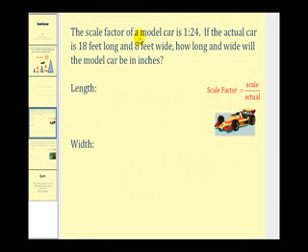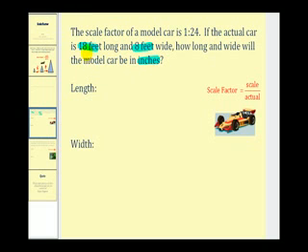The scale factor of a model car is 1 to 24. If the actual car is 18 feet long and 8 feet wide, how long and wide will the model car be in inches? So there's a couple things we need to be careful about here. Notice that the given length is in feet, but they want our answer to be in inches. So what we'll do is first find the scaled measurement in feet and then convert those measurements to inches.